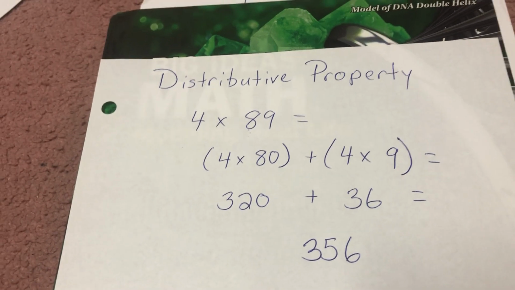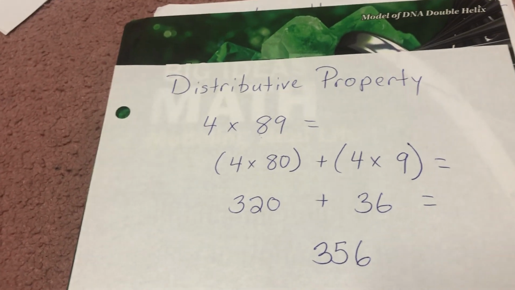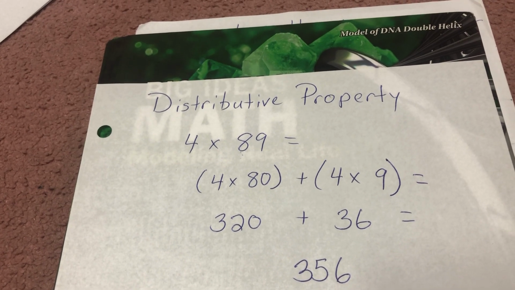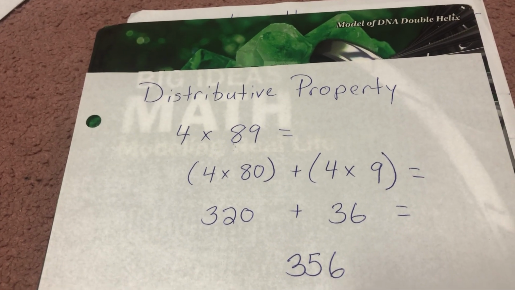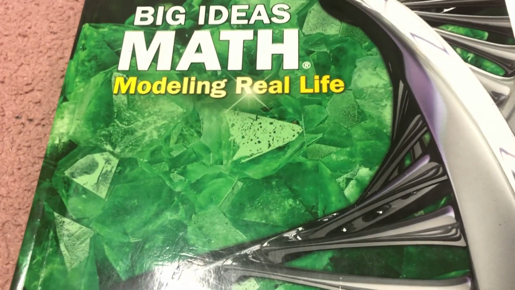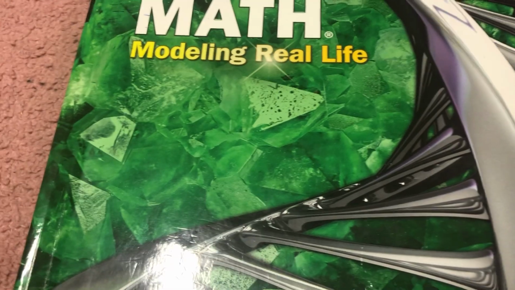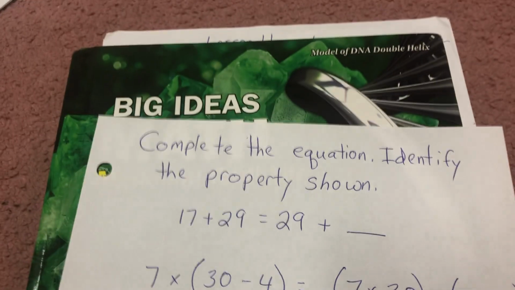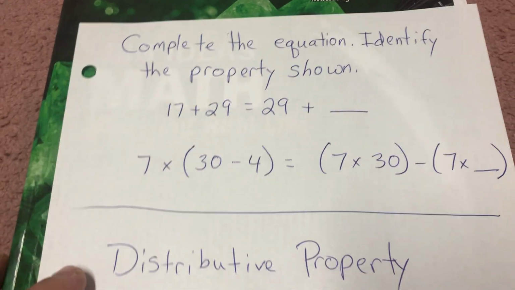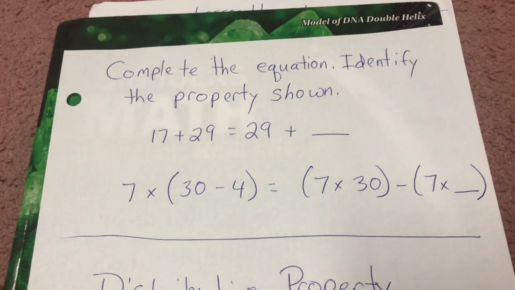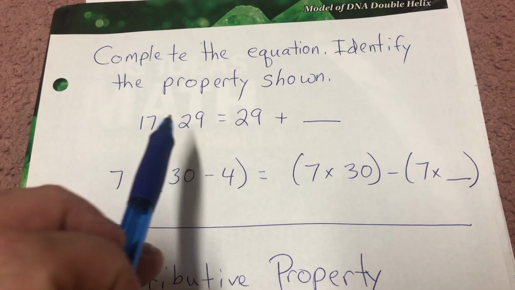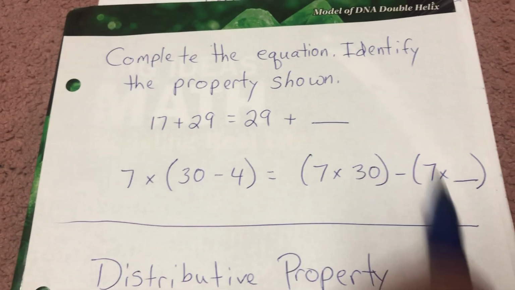Okay? So what exactly are you going to need to do on the actual assignment today? Okay? So first of all, the first set of directions tells us to complete the equation and identify the properties shown. So we want to think here, okay, 17 plus 29 equals 29 plus blank.